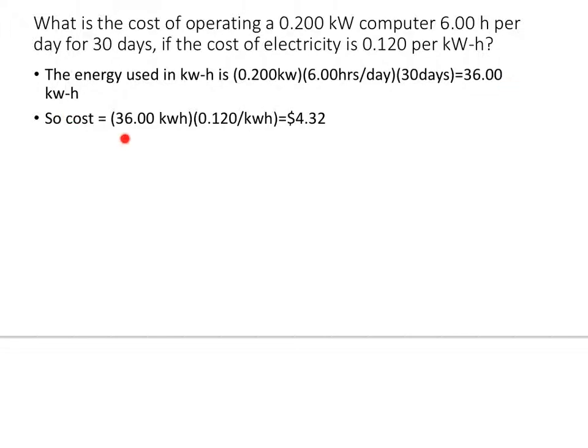So we take the 36 kilowatt hours, we multiply it by the 12 cents per kilowatt hour, and that results in $4.32 would be the cost.